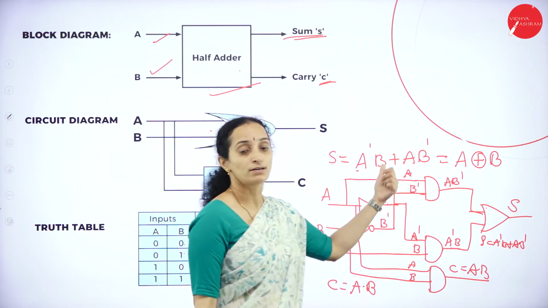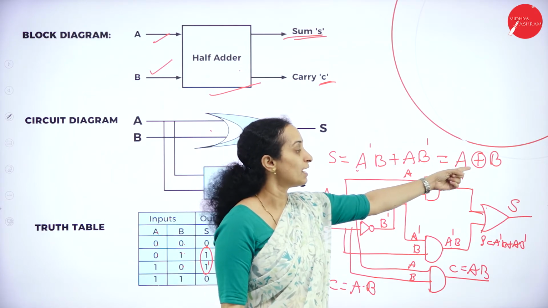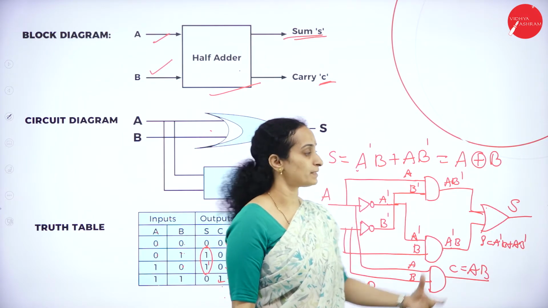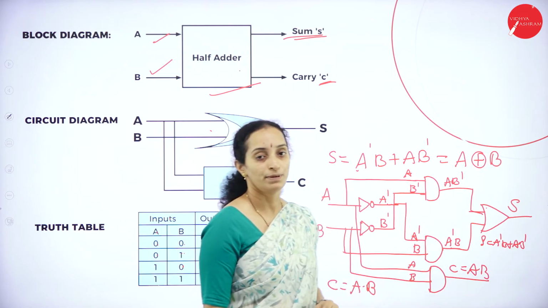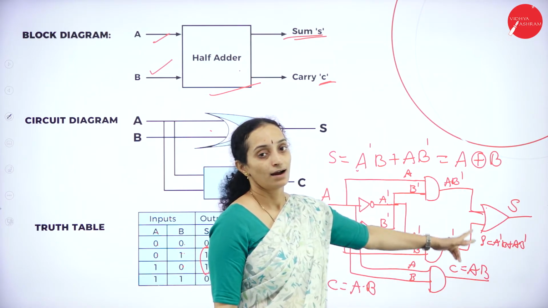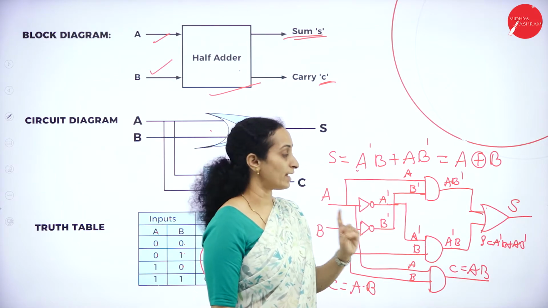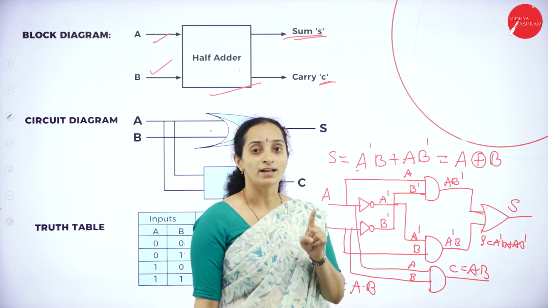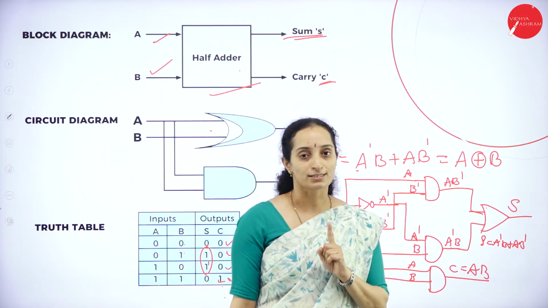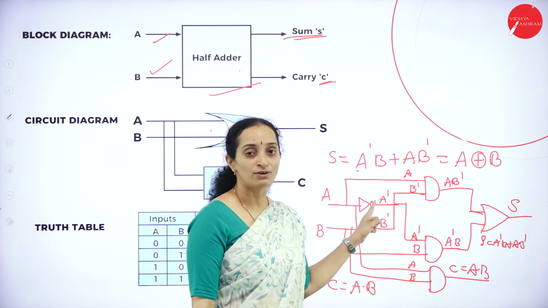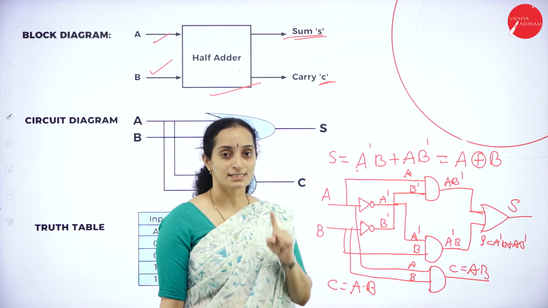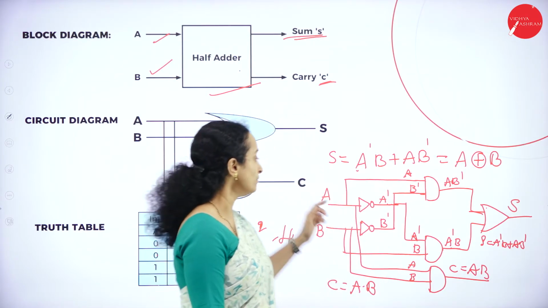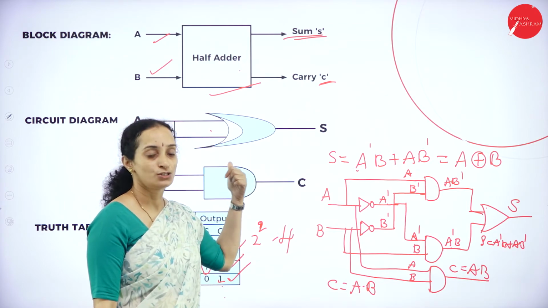One way to simplify this is by using the XOR. This expression can be represented directly as A XOR B. That means you can avoid these total 5 gates. You can execute this expression, or this function, with only one XOR gate. Instead of 5 different gates, you can achieve the same function with only one XOR gate. This is how the actual circuit has been shown here.